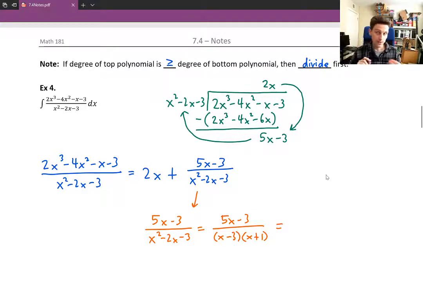Now, we said that with linear factors, each linear factor gets its own fraction. So this is going to break down as A/(x - 3) + B/(x + 1). One common question is, what happens if you switch around the x + 1 and the x - 3? That's okay. You would just get A/(x + 1) + B/(x - 3).